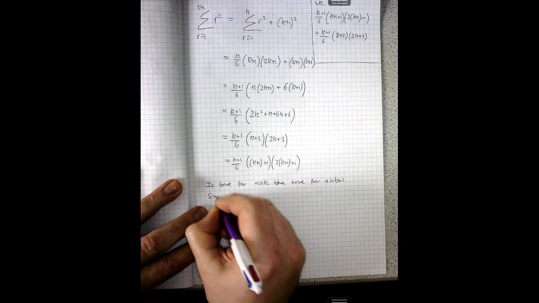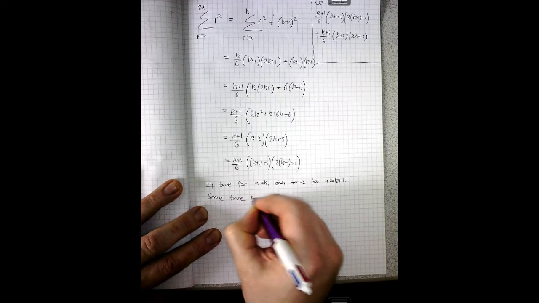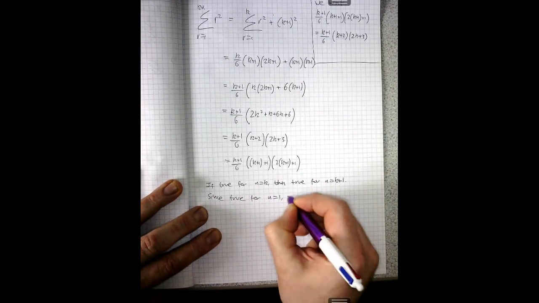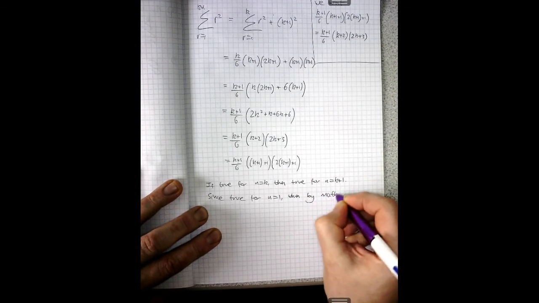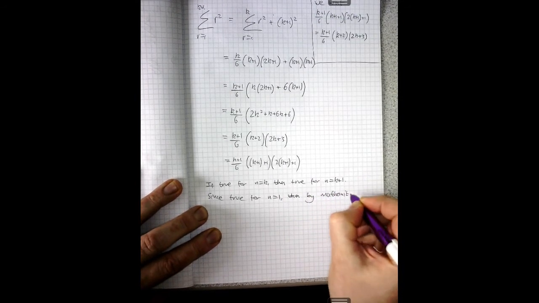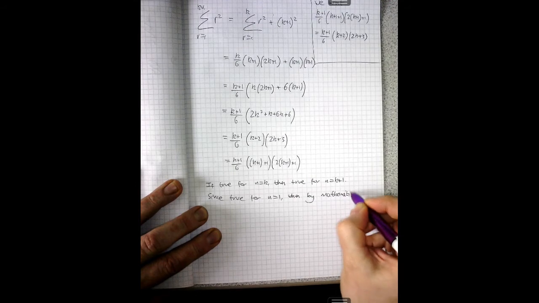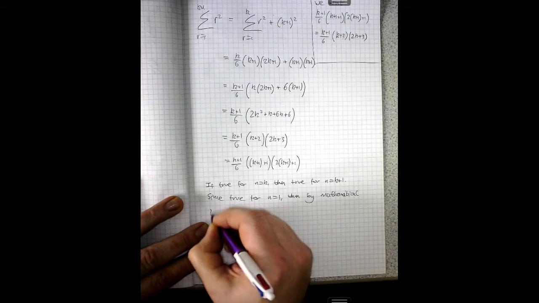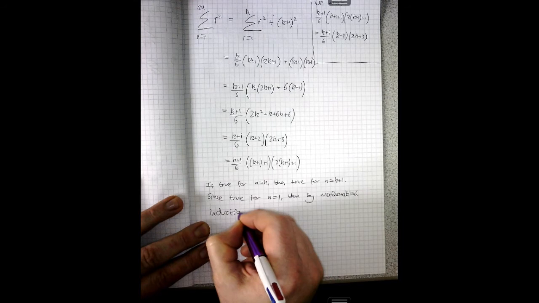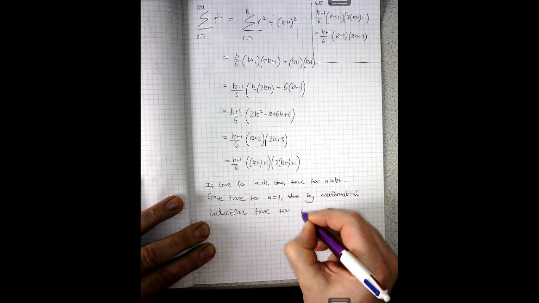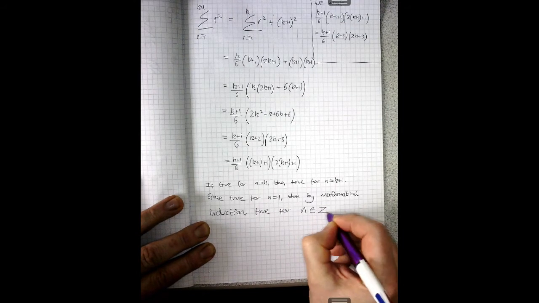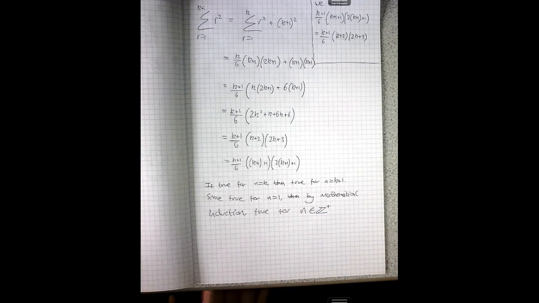Since it's true for n equals 1, then by mathematical induction, true for n is any of the positive integers.